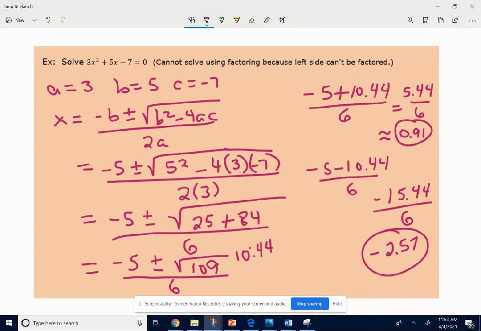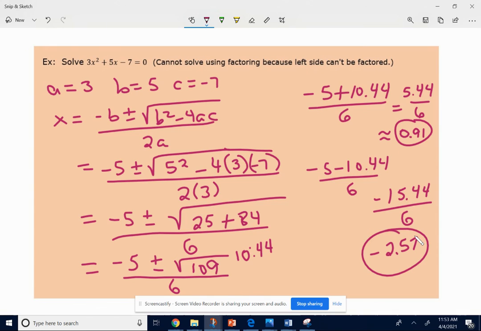So when you're doing the quadratic formula and you get a square root that you don't know what it is because it's irrational, just round it to the hundredth, at least for IXL, and then just evaluate from there.